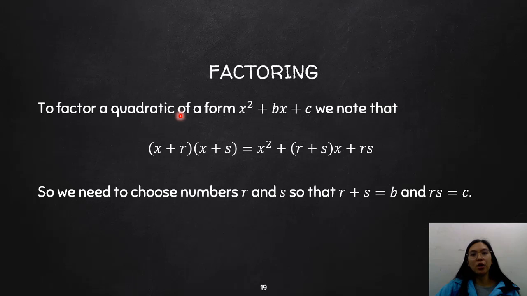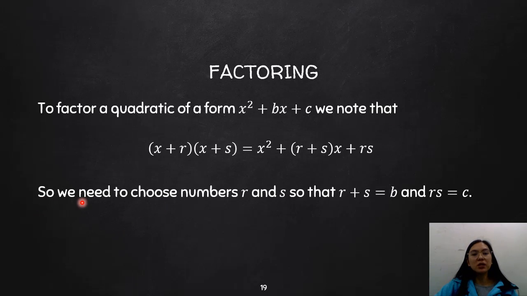So, to factor a quadratic form of x squared plus bx plus c, we note that x plus r multiplied by the quantity x plus s is equal to x squared plus quantity r plus s multiplied by x plus r times s. Very familiar na kayo with this quadratic equation kasi usually, ito lang naman yung nung high school, lagi naman itong ina-emphasize. And when you go to your higher architecture problems, gamit na gamit po ito. Itong quadratic formula. So, paano ba natin i-factor out yan?